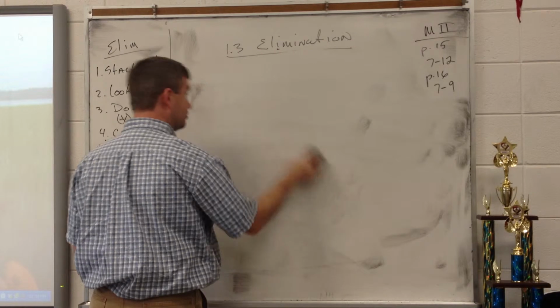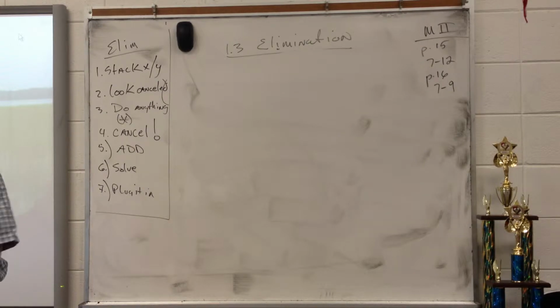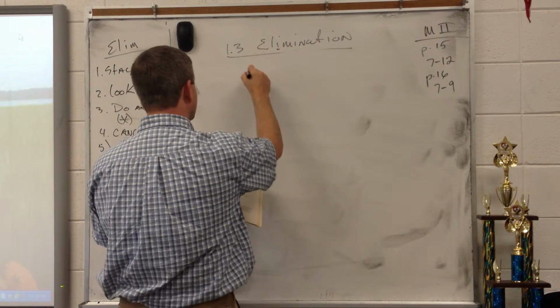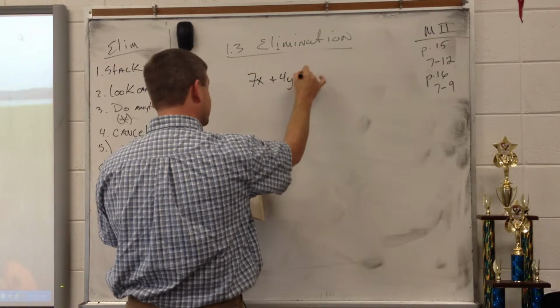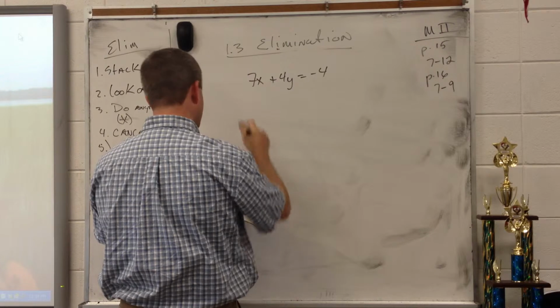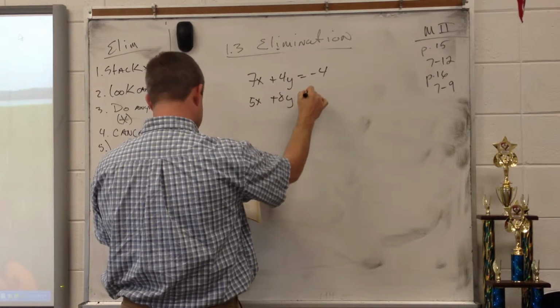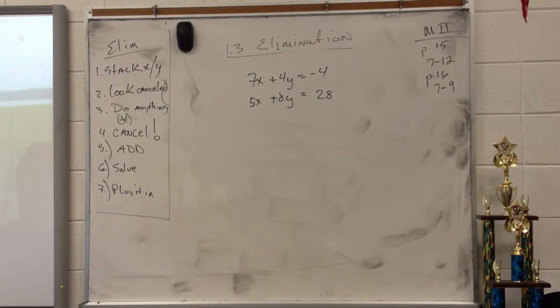Got one more for you. I'm going to let you do it on your own, and then if you do it, then we'll move on and do some practice. Let's try this one. 7x plus 4y is equal to negative 4, and 5x plus 8y is equal to 28. Try this one at your desk.